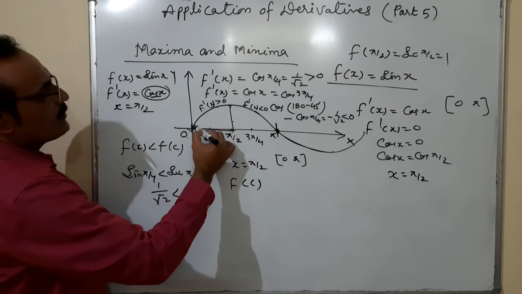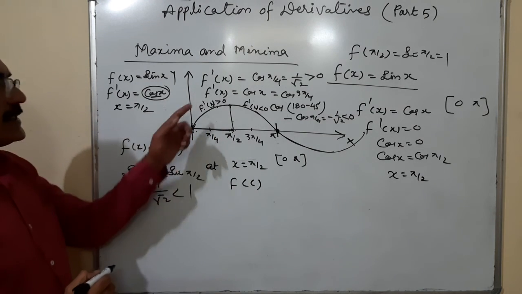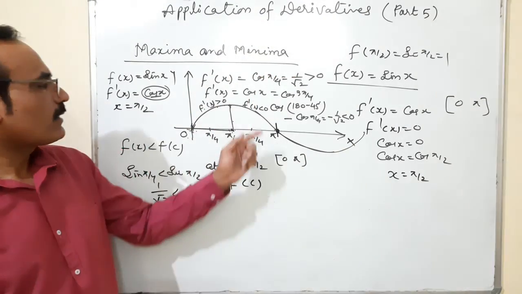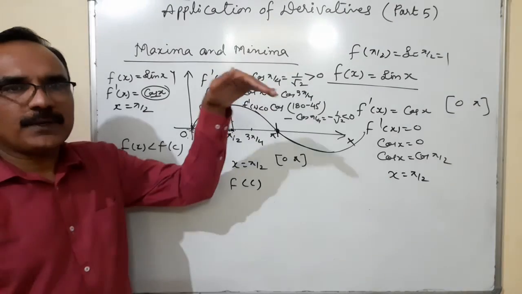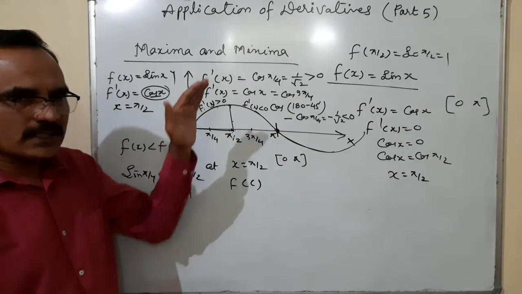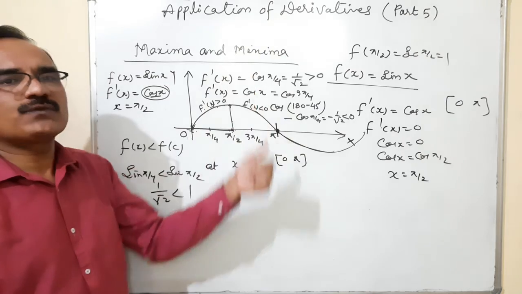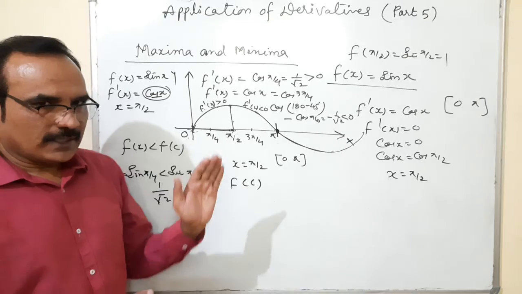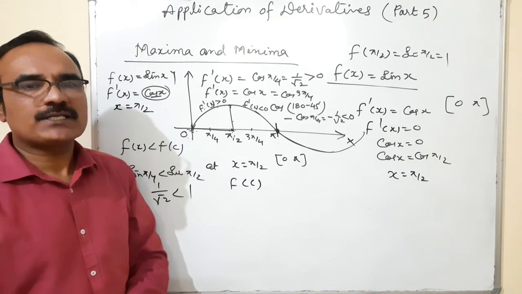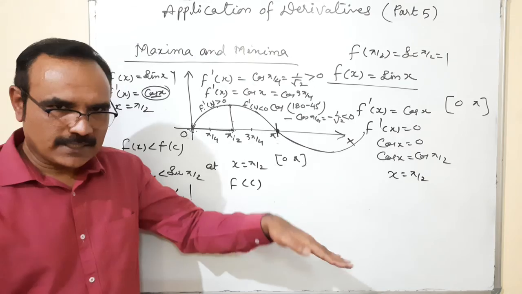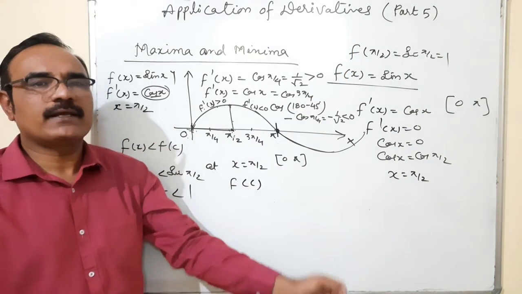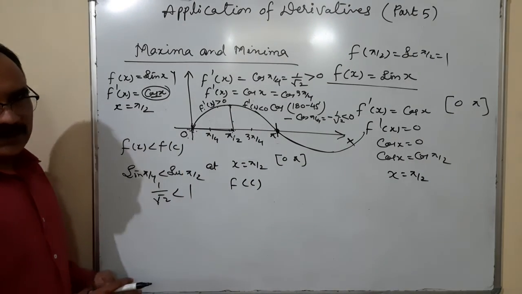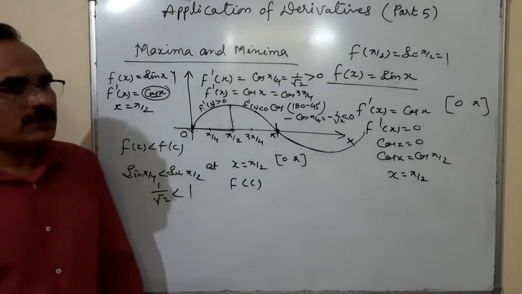The rate of change is greater than 0, f dash x, what does it mean? When the rate of change is greater than 0, the function is increasing. When the rate of change is less than 0, the function is decreasing. So the function is first increasing and then decreasing, that means we are getting a maximum value. If first decreasing and then increasing, then we are getting a minimum value in the interval. So this is the concept of maximum and minimum.